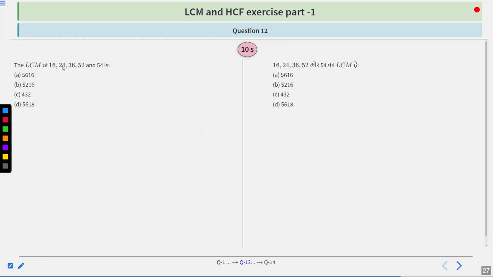LCM of 16, 24, 36, 52 and 54 is, options are 5616, 5216, 432 and 5618. These are the options.